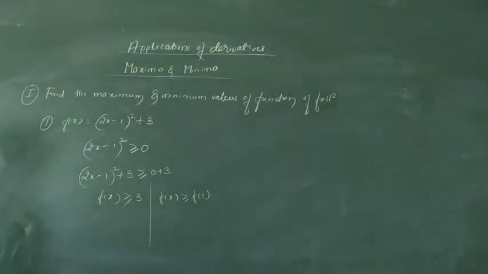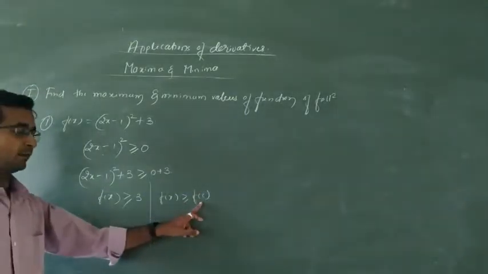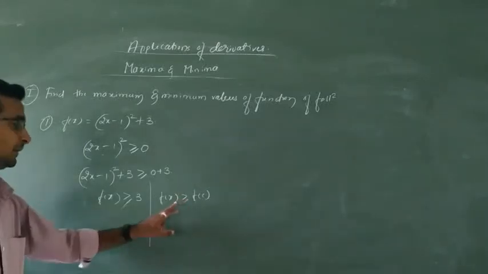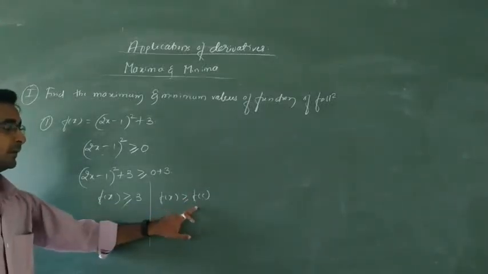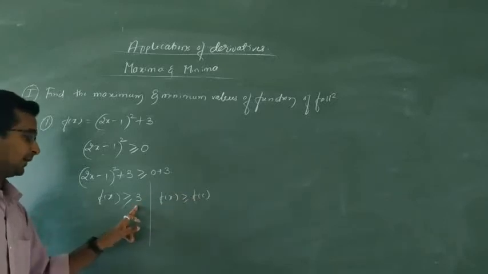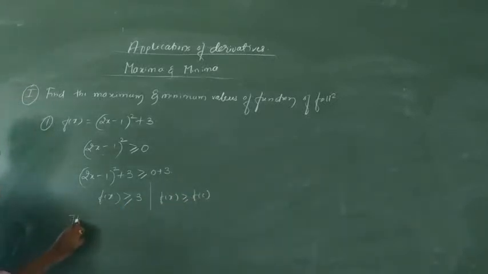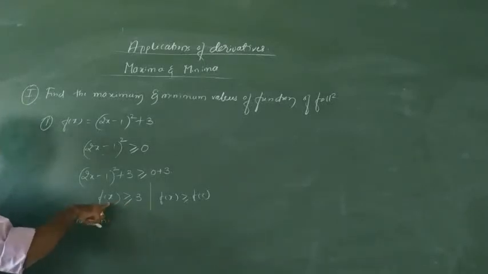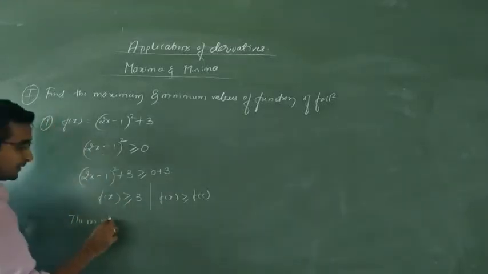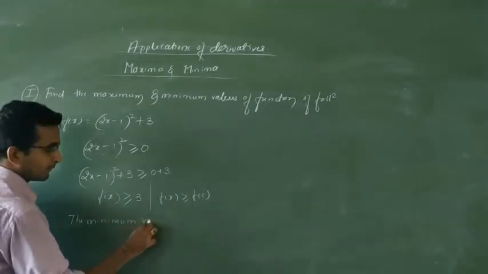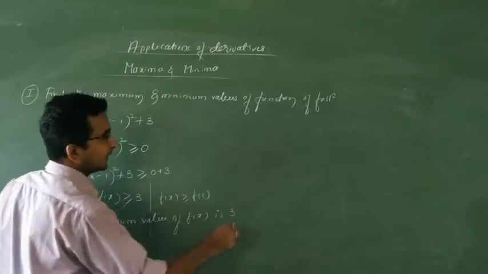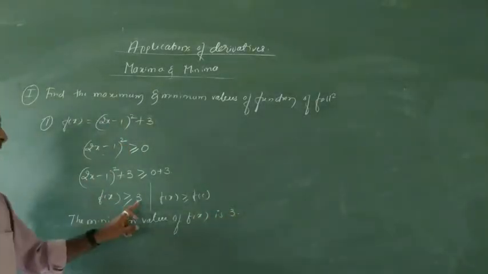So here, f of c is lesser than f of x. It means the minimum value of f of x is 3, because f of c is lesser than f of x, by the condition we already know. The minimum value of f of x is 3.